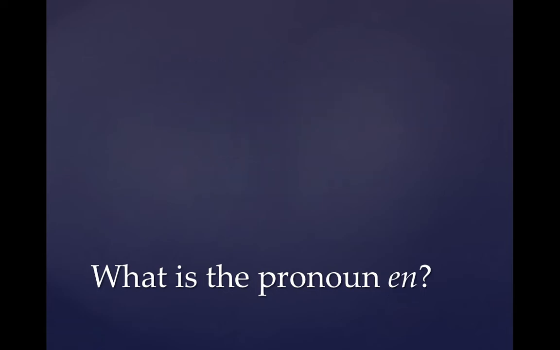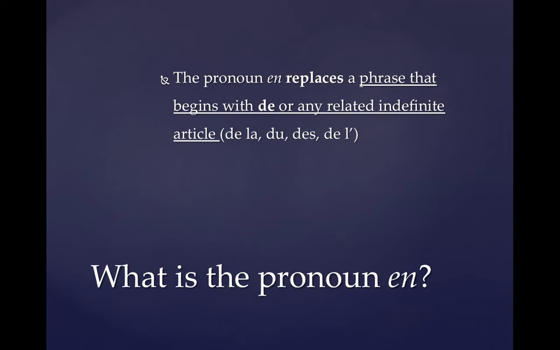So then what about the pronoun en? Pronoun en replaces a phrase that begins with de or any related indefinite article. So we'll remember that indefinite articles are articles that don't refer to a specific object or a specific amount. So some, one, many, stuff like that. So if you see de or any of its variations, de la, du, des, de l', that can be replaced with en. So the pronoun y usually refers to location. The pronoun y refers to location. The pronoun en usually refers more to a quantity or an amount.